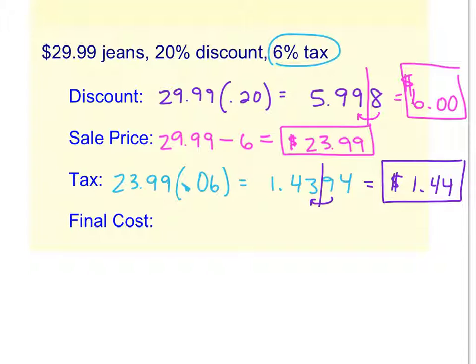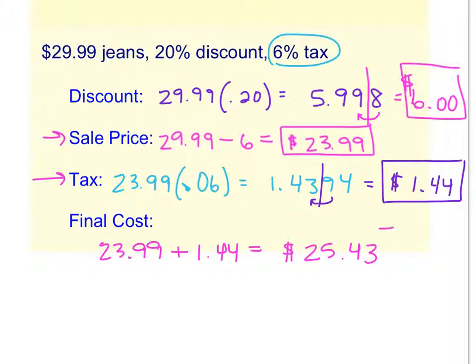All right, the final cost, what are you actually going to pay when you walk up to the counter? The item is on sale, so you're going to take the sale price. You've got $23.99, and then you also have to pay the tax on it, so you're going to add in that $1.44 that we just came up with. So $1.44 plus $23.99 gives you the final cost of $25.43. And you're done.